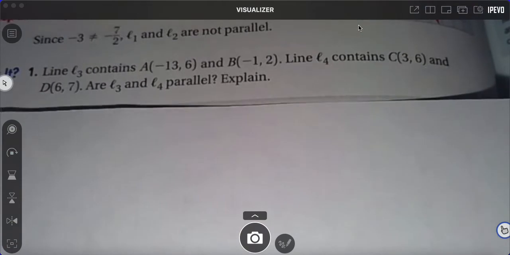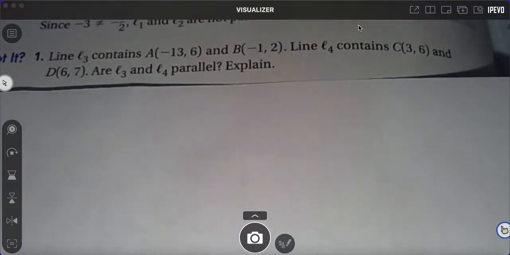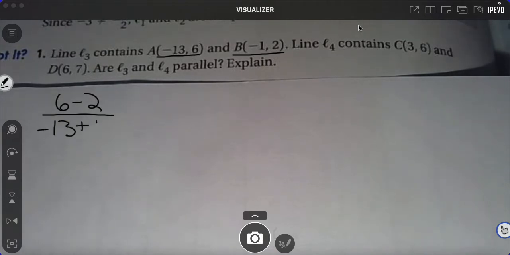All right, let's look at this problem right here. Do y'all see the ordered pairs? A and B and C and D. They give me, all right, here's A and B. Let's find the slope of that line. And then C and D, we'll find the slope of that line in a second. If they're the same slope, then they're what? Parallel. So I'll start with the 6 minus 2. And then -13 minus -1.